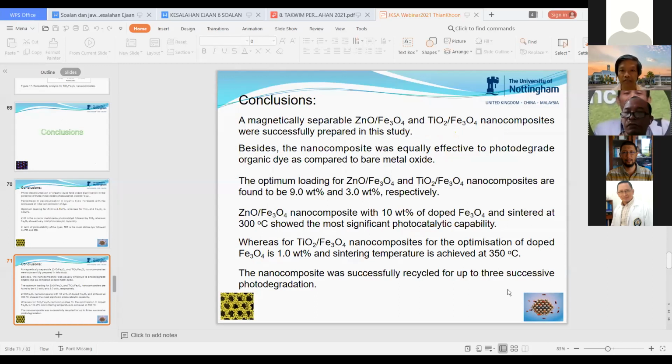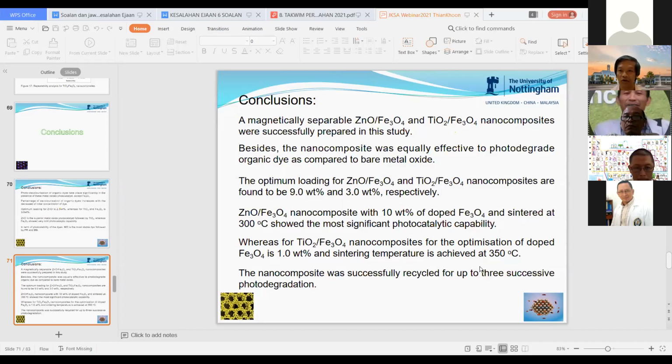What we obtained just now for iron dope with zinc requires 9 weight%, whereas for the titanium it's almost the same at 3 weight%. Due to this amount, we can't really compare whether the zinc dope with iron is better than titanium dope with iron. And of course there is the amount of doping that we use for these materials, and the sintering temperature. After the 3 cycles, we still successfully obtained a satisfactory result.